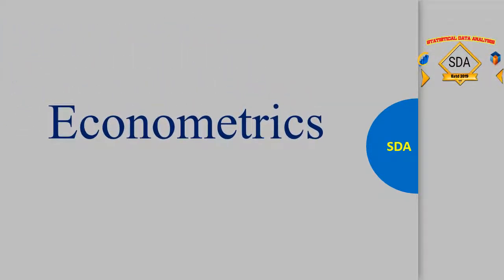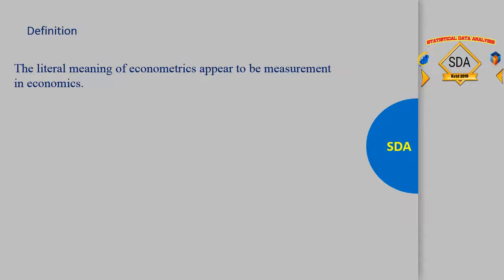Introduction to Econometrics. This is the first video on econometrics. First we'll go about the definition of econometrics. The literal definition of econometrics is measurement in economics. Econometrics is made up from economics plus metrics. Metrics means measurement, hence econometrics is measurement in economics.